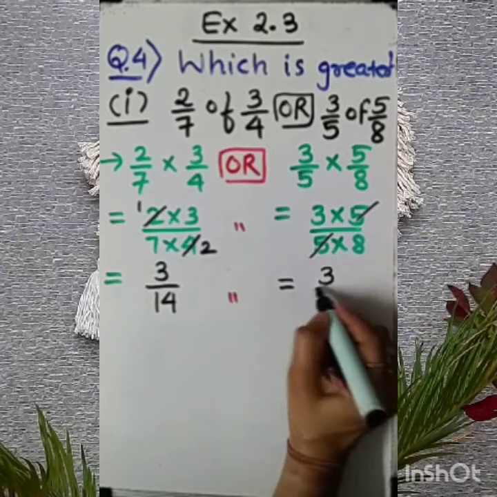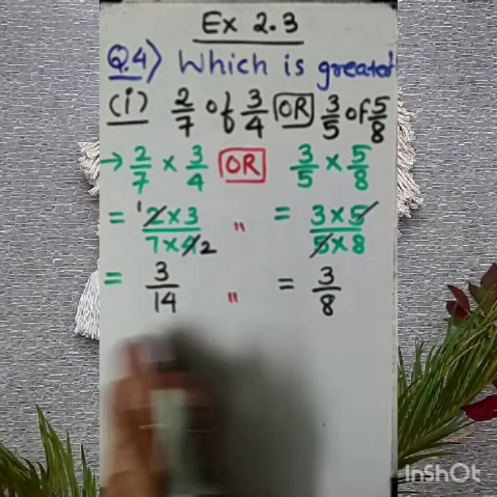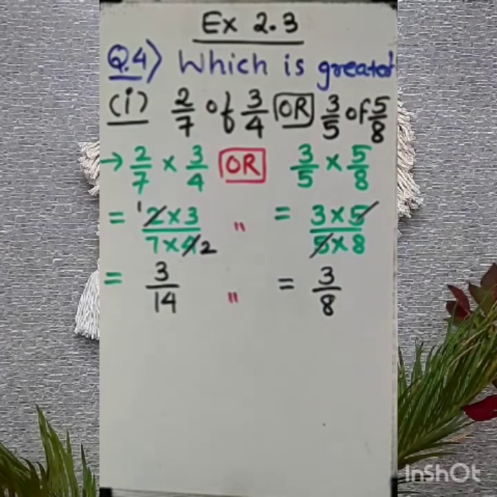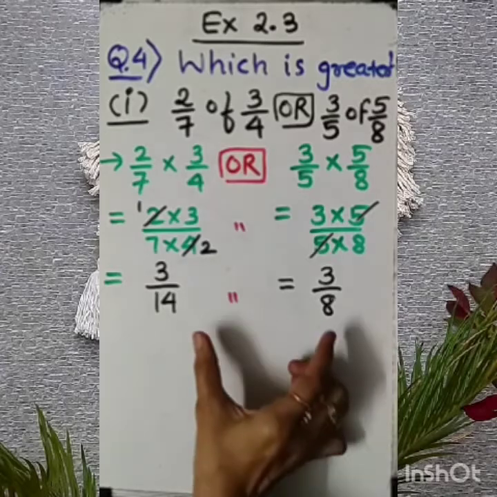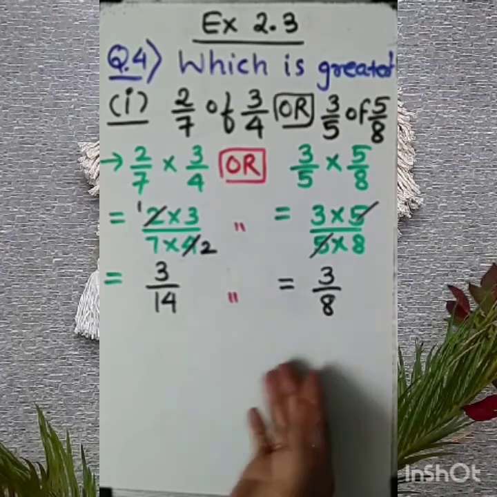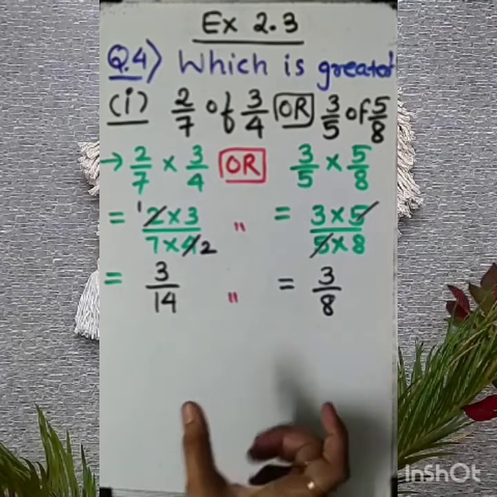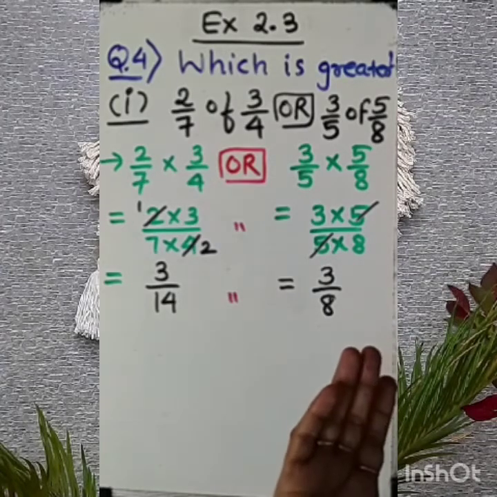Here 3 is left and this is 8. Okay. But how to judge from these two numbers which one is greater? How can we judge? We need to bring them into like fractions. Then only we will be able to say which one is greater. Clear? For that we have to move out with the LCM.